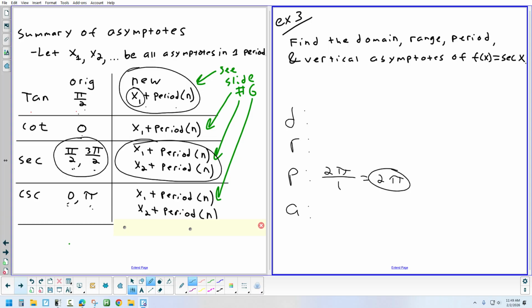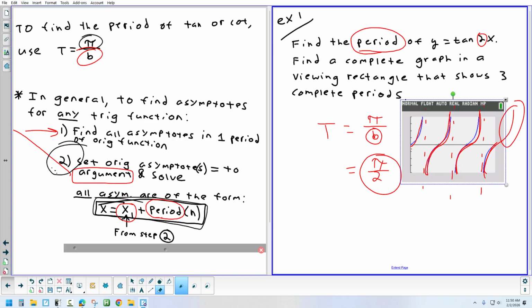So set each asymptote equal to the argument and solve. So we have x equals pi over 2. X equals 3 pi over 2. Now you have to solve each one of those to get x by itself. What do you have to do to get x by itself? Nothing. You don't have to do anything because there's no number with the x. If it was 2x, then I'd have a 2 here, and I'd have to divide by 2. But there's no number with x, so this step is done.